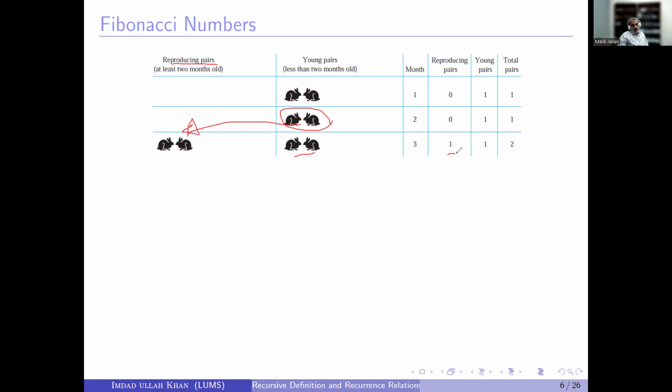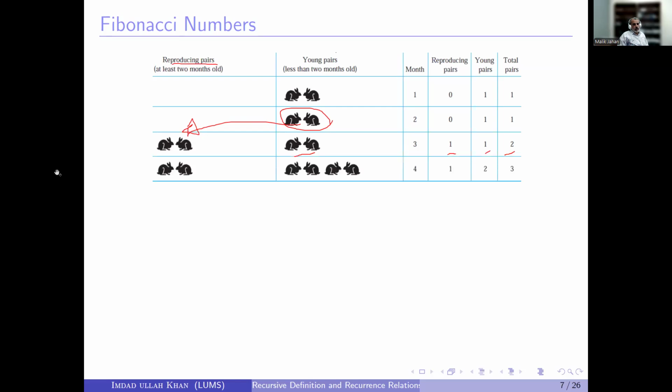So in the third month, we have a reproducing pair, we have a young pair, and our total number of pairs is 2. When we get to the next month, which is month 4, our number of reproducing pairs is still the same. It is still 1 pair because this pair is still young. It has not crossed the age limit of 2 months. So this pair is here.